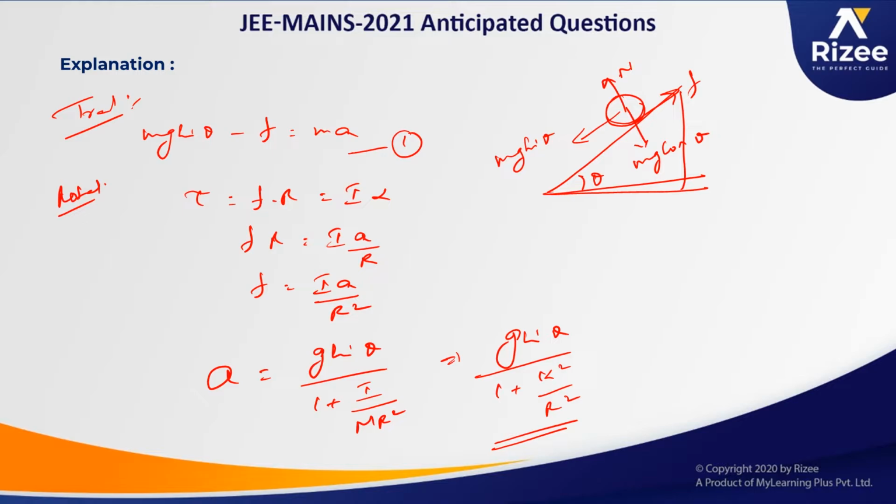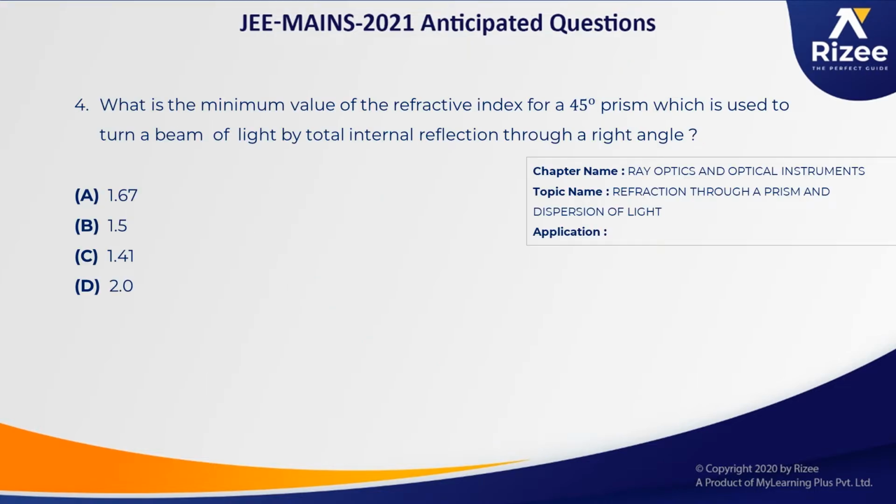Next one please. What is the minimum value of the refractive index of the prism? So this is our next question. What is the minimum value of the refractive index for 45 degrees?